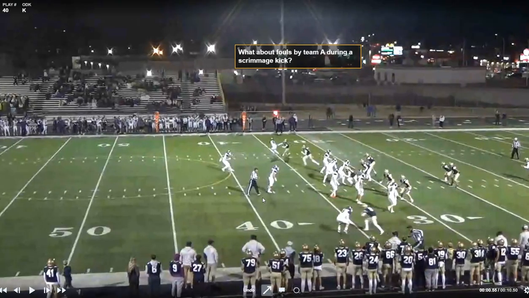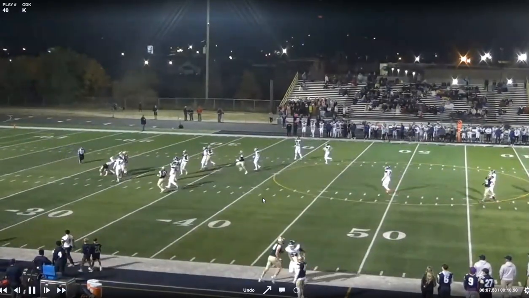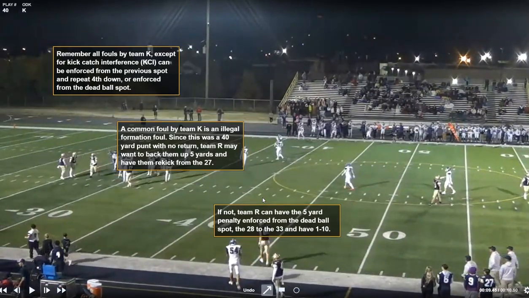So let's cover one last thing on these punt plays. What about a foul by the kicking team during a scrimmage kick? Okay, so the play's over, we got a flag, we got whistles, and let's say we have an illegal formation foul. Pretty common one. Maybe they didn't have everyone up on the line of scrimmage. So we have an illegal formation foul.